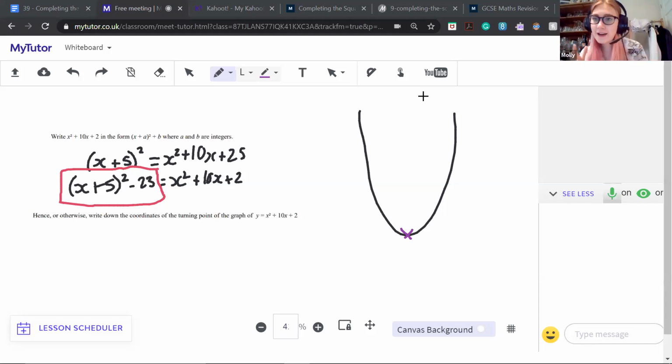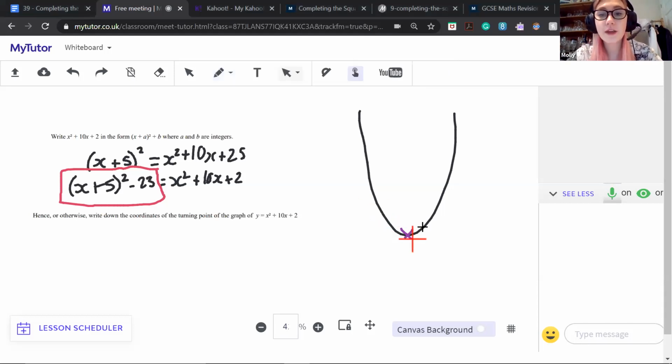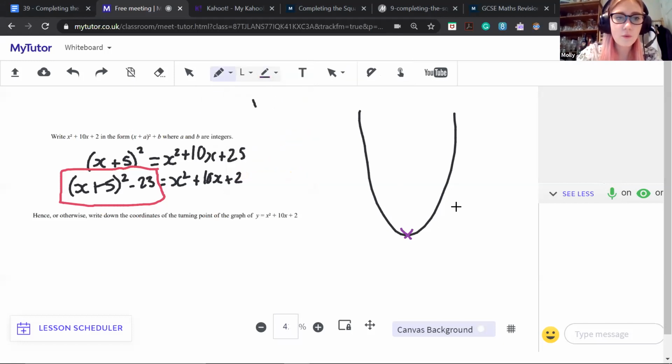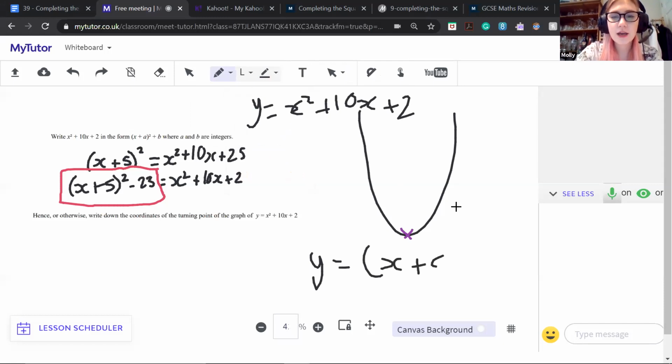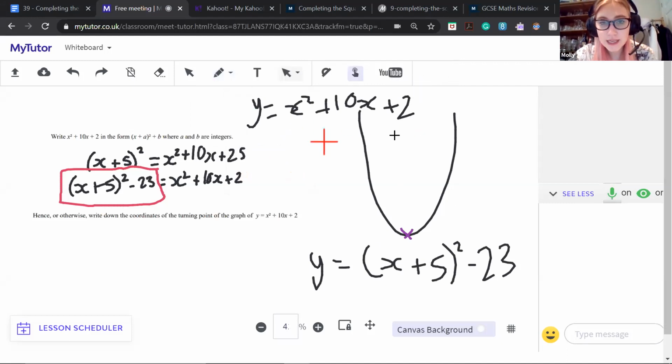So what we have to notice about this is that this is the minimum point on the curve. We want to know both the x value and the y value. That's how we get a coordinate. Now this is the curve of y equals x squared plus 10x plus 2. That's the same thing as saying it's the curve of y equals x plus 5 squared minus 23, because we've just proven that this is the same as this. Now, this is a minimum point on the graph, so we want to know what the lowest this can possibly go is. Well, what is the smallest square number? Give it a guess.